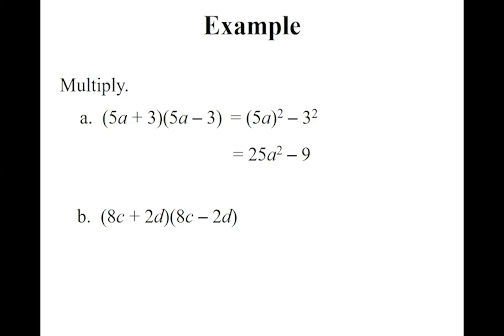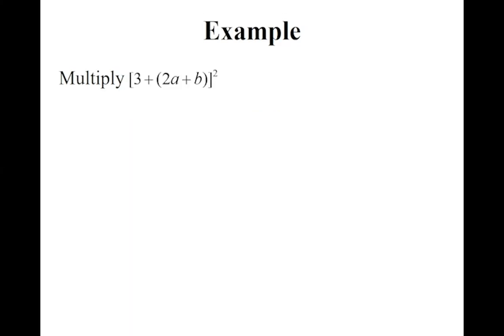8c plus 2d times 8c minus 2d. Square the 8c, subtract, square the 2d. When we square 8c, we get 64c squared, minus, when we square 2d, we get 4d squared. So 64c squared minus 4d squared. Seems simple enough. Uh-oh.